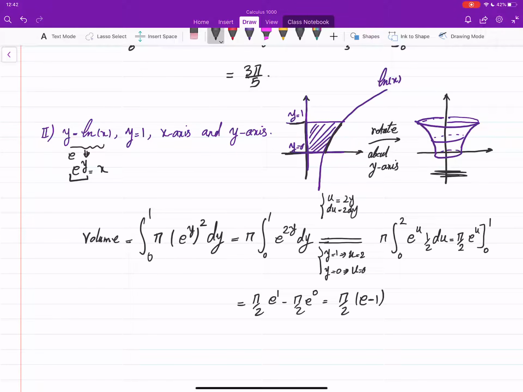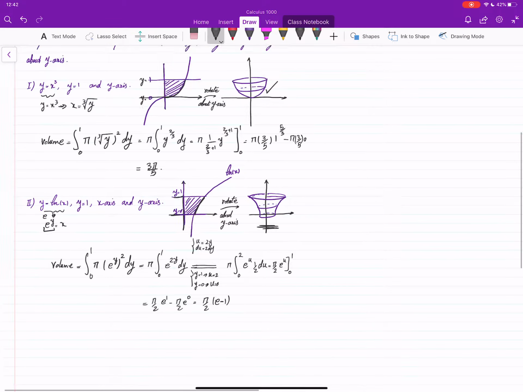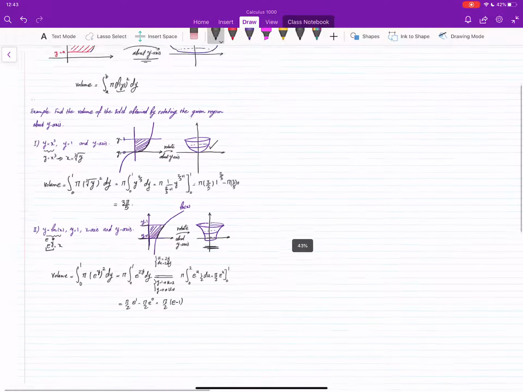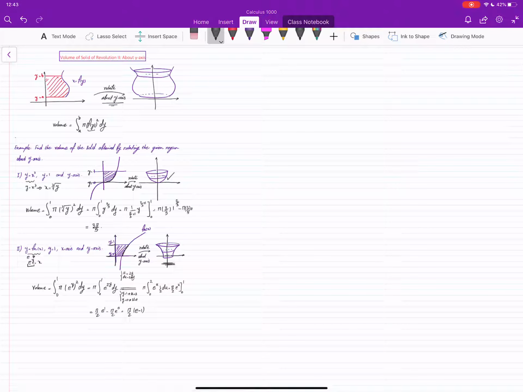solid of revolution. So the key point to have in mind when you are working with rotation about the y-axis is that you have to write everything in terms of y, and your integrand is going to be a y integrand. So the variable will be y.